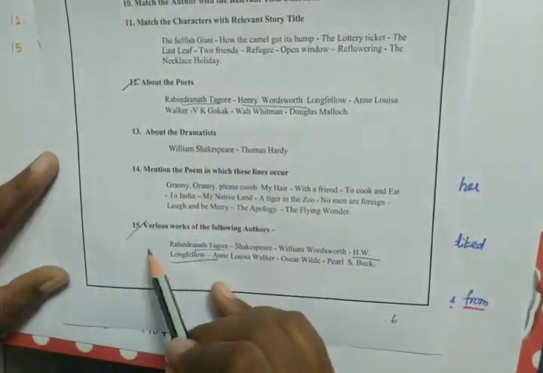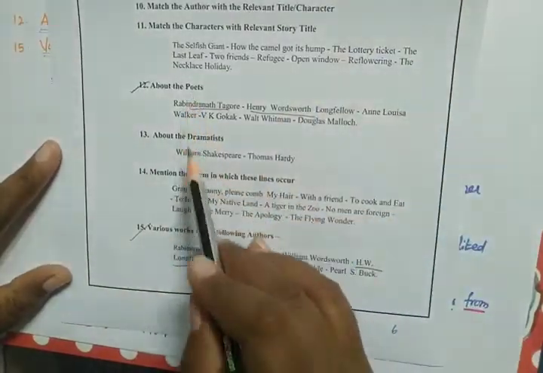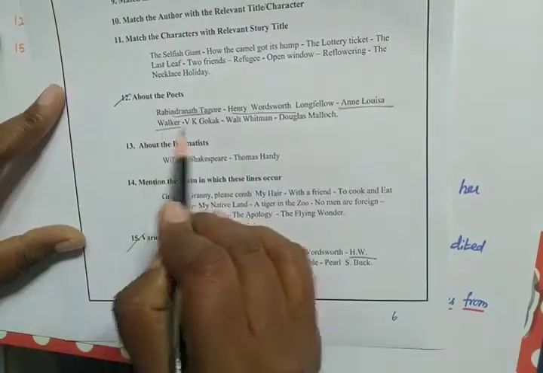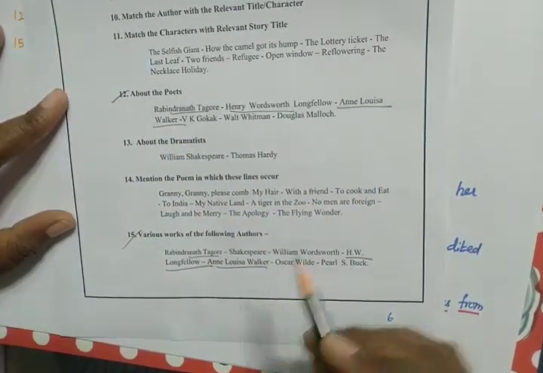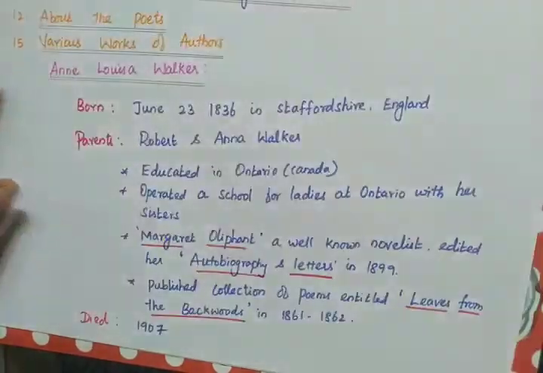That is again part 3, 12 and 15. Again here we have 12 and 15 about the author, about the poet, various works of the following author. That is Annie Louisa Walker. Here we have Annie Louisa Walker, and here also we have Annie Louisa Walker. Now we are going to see about Annie Louisa Walker.